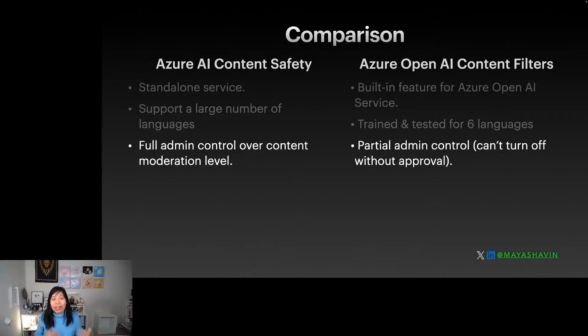As a standalone service, Azure AI Content Safety offers you full admin control over content moderation, whether you want to plug it into your orchestration pipeline or take it apart, turn everything to low, or disable one of the categories. However, for Azure OpenAI Content Filter, the maximum you can do is set it to low, and you cannot remove any category severity thresholds because it's built-in and by default everything has to be at a low level, and you need special Microsoft approval for that.